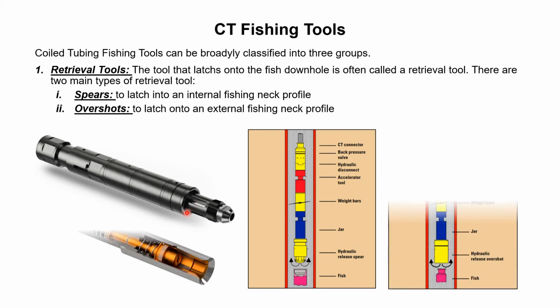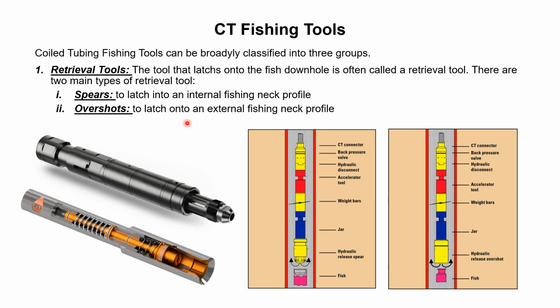The other one is the overshot. An overshot is used to latch onto an external fishing neck profile. Here we have the overshot, and in this diagram, this is the fish. So this overshot will catch the fish from the outside, while on the other hand, this spear will hold the fish from the inside, and this will catch from the external, that is outside. So a spear latches the internal profile and an overshot latches the fish externally.